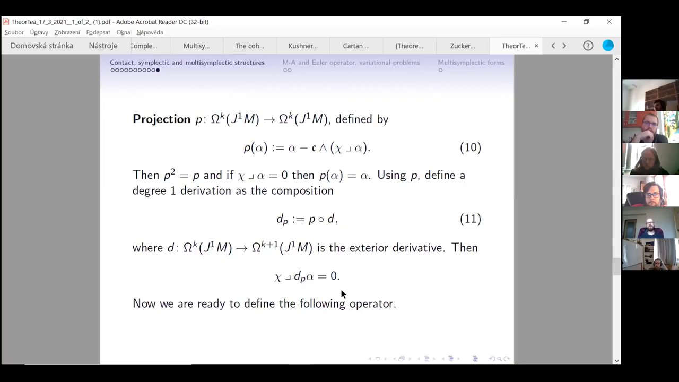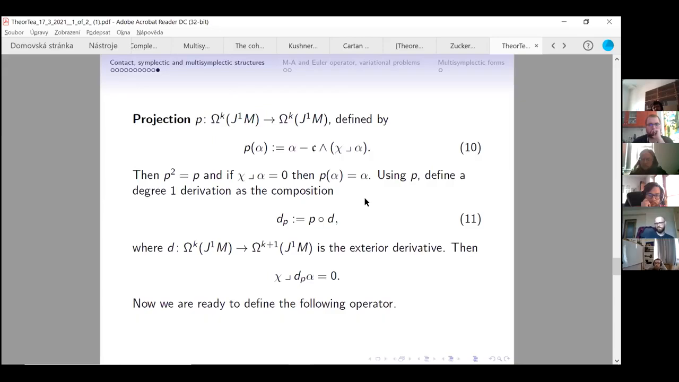And as I promised earlier, if you want to be dealing with forms that are degenerate along the Reeb field, and once again, why do we want to do this? We want to do this because on the Cartan distribution, the exterior derivative of the contact form or Cartan form, the same thing in the context of J^1 M, this 2-form, is non-degenerate and thus symplectic. So this projection is very important for us, and it's defined by (10). It's a projection in the standard sense, so p squared equals p. And whenever I have a form which already is degenerate along the Reeb field, then p leaves it as it is.